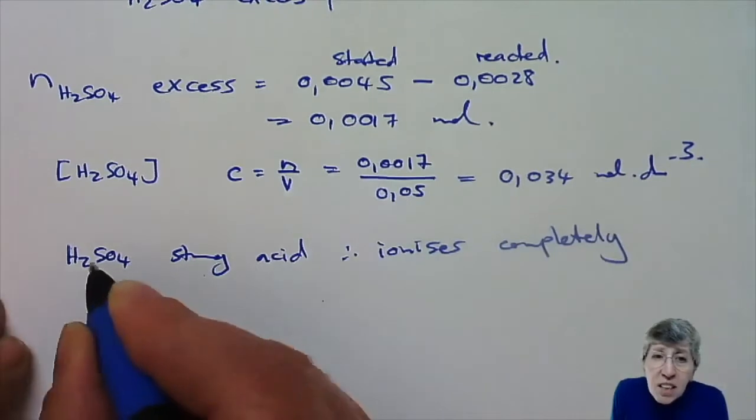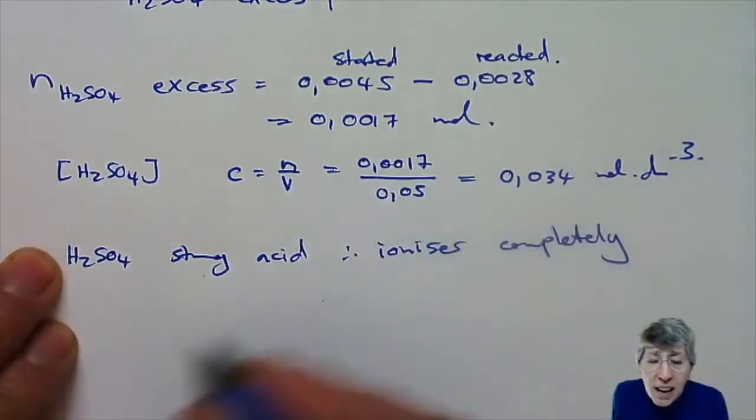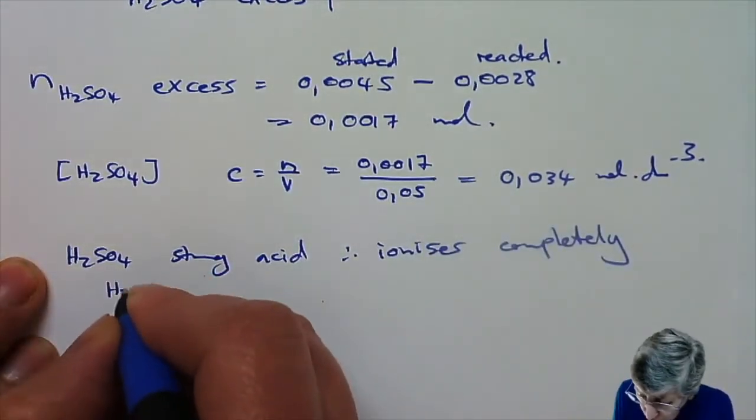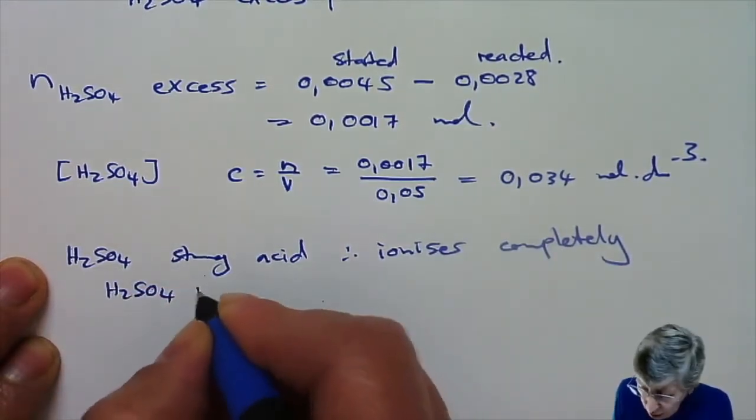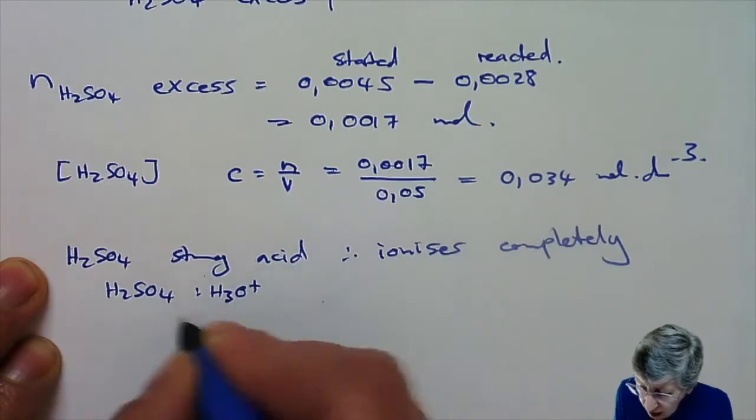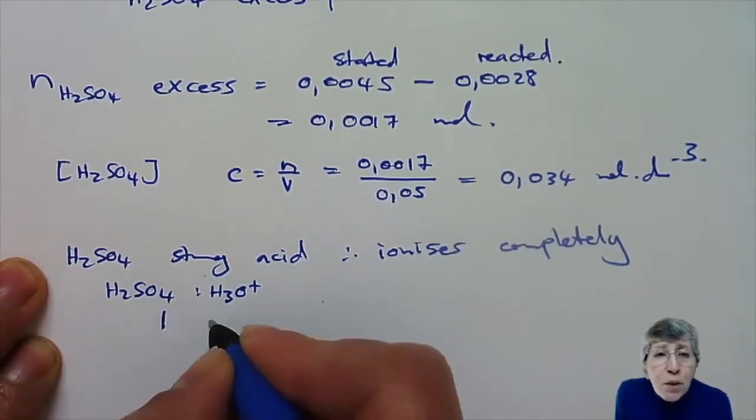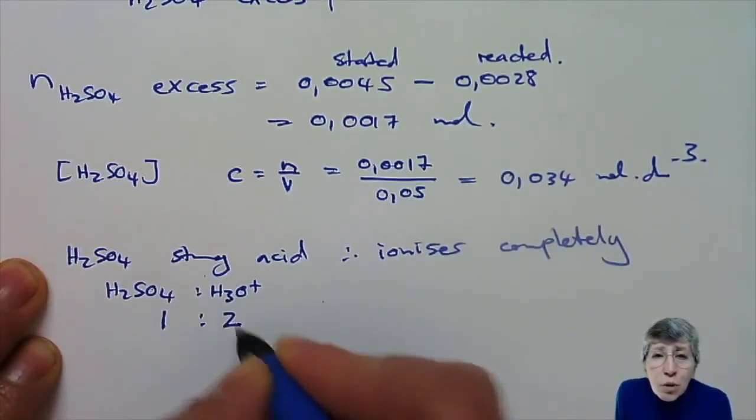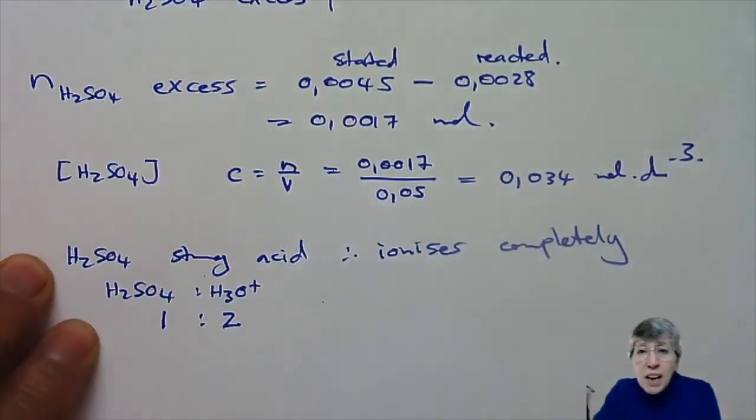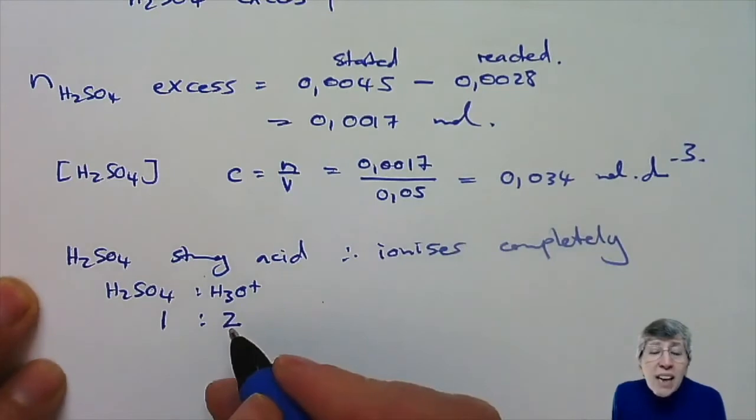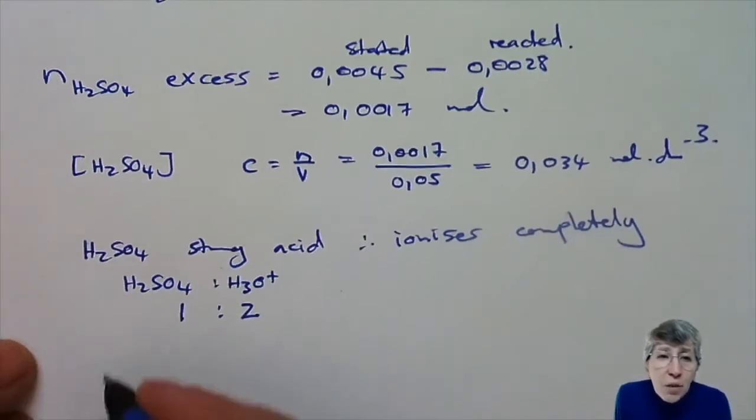So every single molecule will react, right? And also, what do I know about H2SO4? It's diprotic. So if you think about how much hydronium ions will be produced, one of this will make two of that. So it ionizes completely, every single molecule reacts, and when it reacts, it makes two hydronium ions.